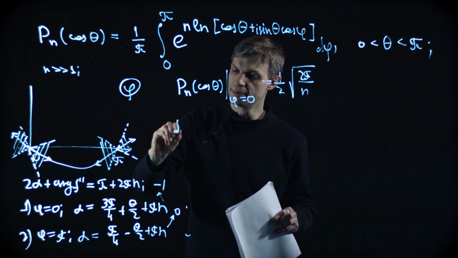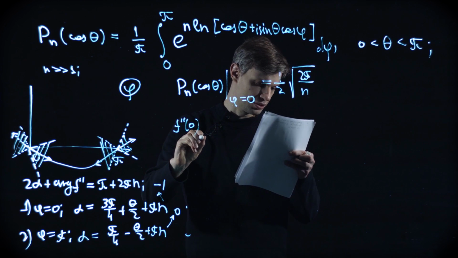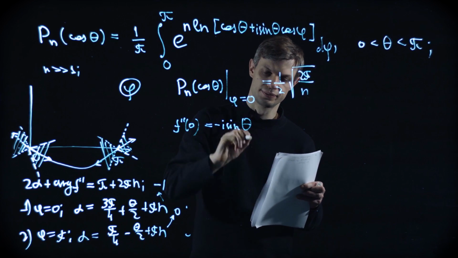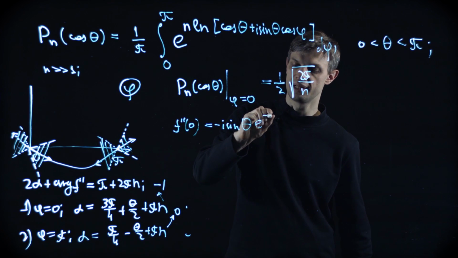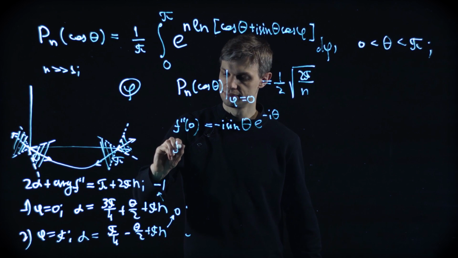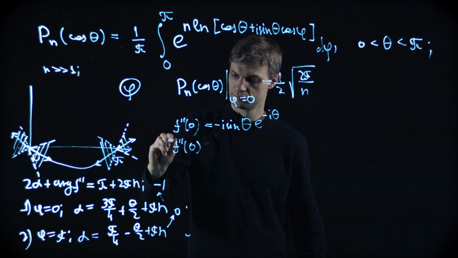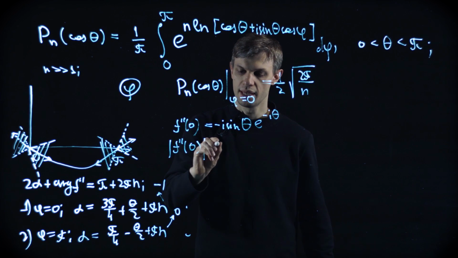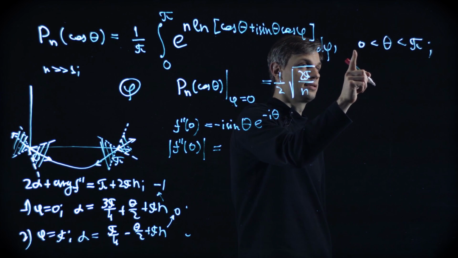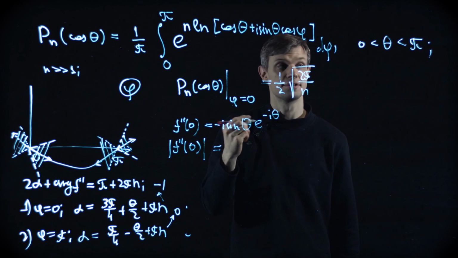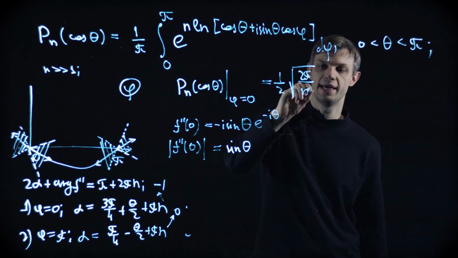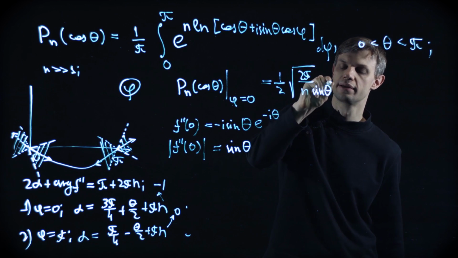Right, so f prime prime of 0, just to remind you, was minus i theta sine of theta e to the minus i theta. So the modulus of this is equal to the modulus of sine theta. But since theta belongs to this segment, the sign is always positive, so no need for the modulus. So we add sine theta here.